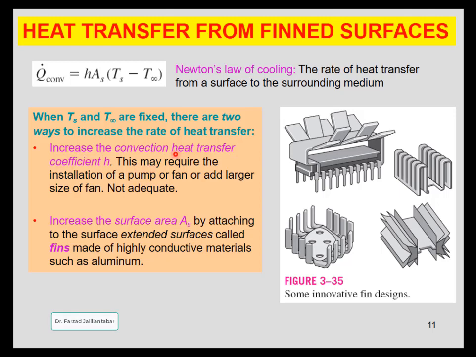One, we can increase the convection heat transfer coefficient, h, which may require installing a pump or a fan, or adding a larger fan. But usually that is not enough to increase the rate of heat transfer by convection. So we have another option: increase the surface area of the heat transfer, As, by attaching extended surfaces to the surface, which we call fins. These are usually made from highly conductive materials such as aluminium, because we want to increase the rate of heat transfer.